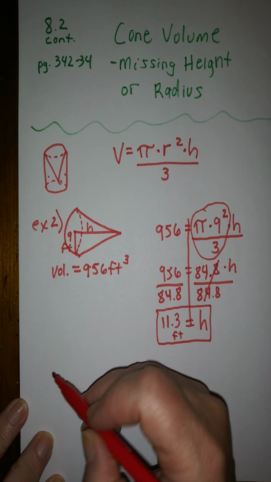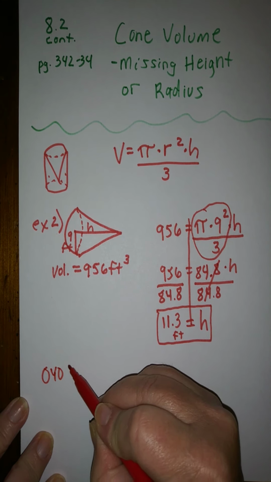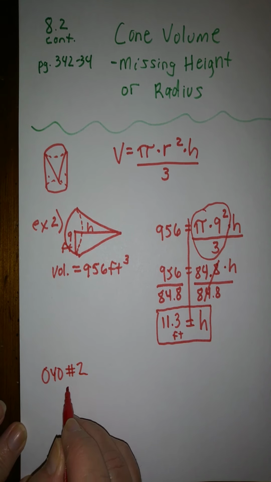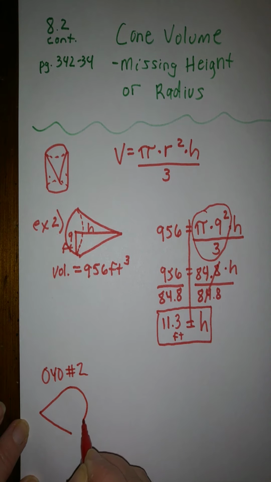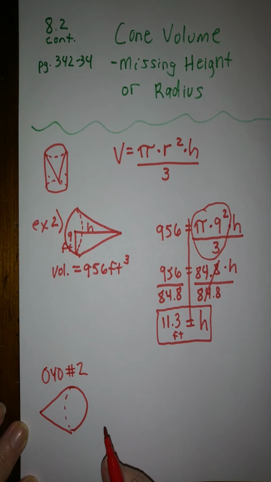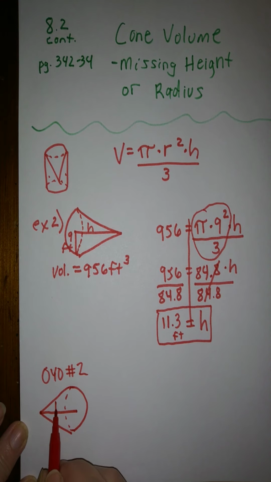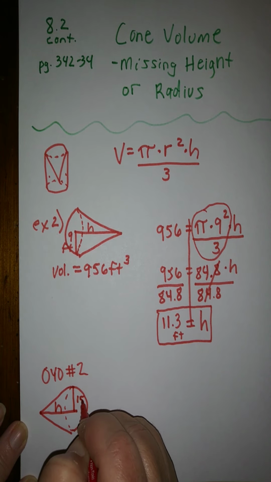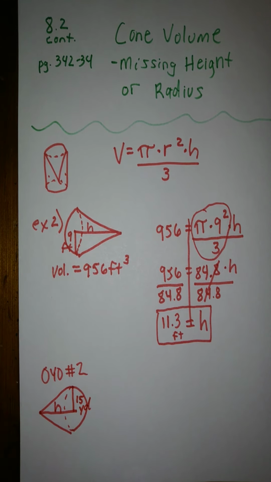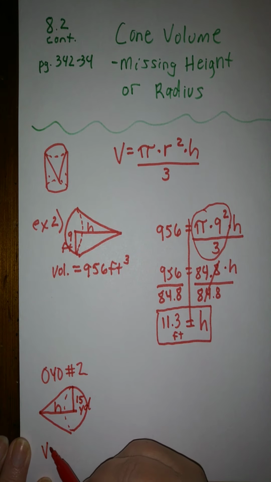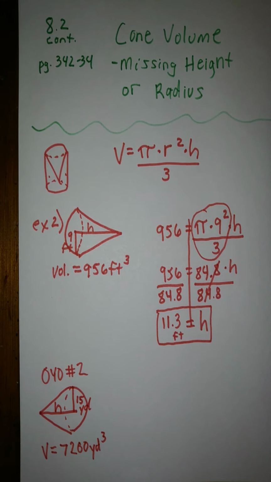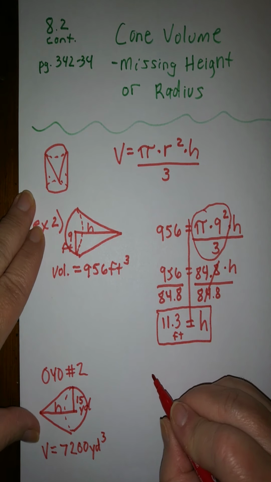All right, I want you guys to try one on your own. This is an Oyo from the book, Oyo number 2. So here is my cone for this one. Another sideways cone. And our height is not known, so we just use h. And then I have a radius of 15 yards. Okay? The other dimension they give us is the volume. We know it is 7,200 yards cubed.